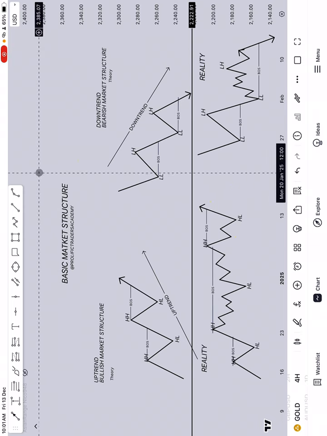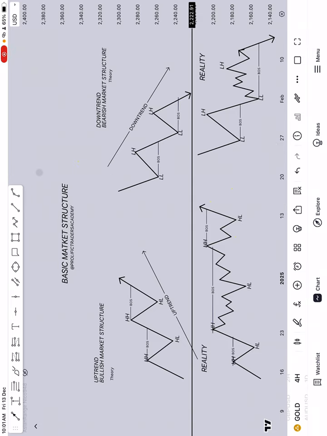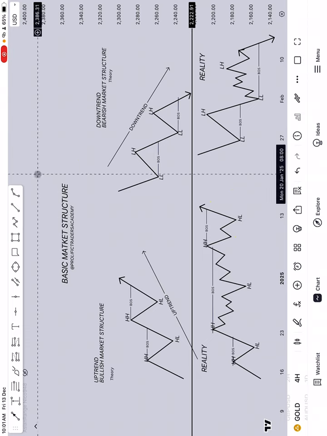Now remember, we are on the topic of technical analysis. The first topic we'll be covering is basic market structure. So what are these market structures? These market structures are highs and lows in the market.